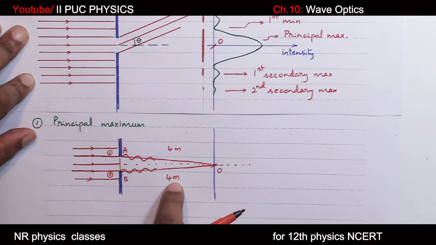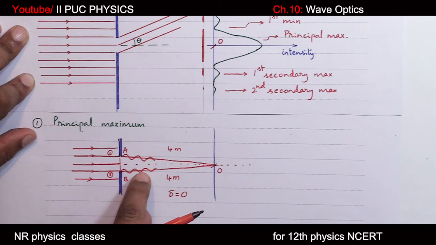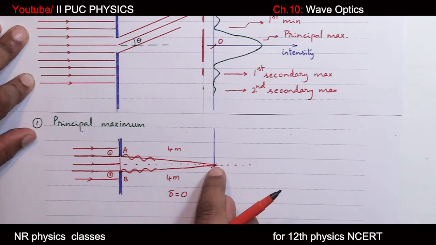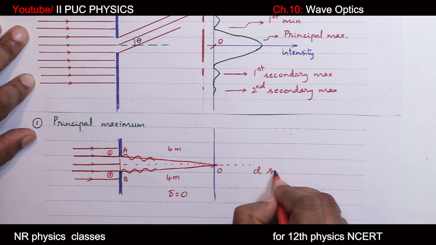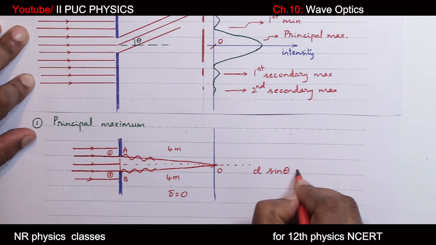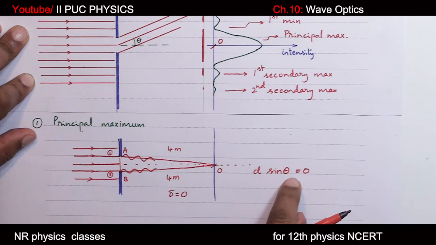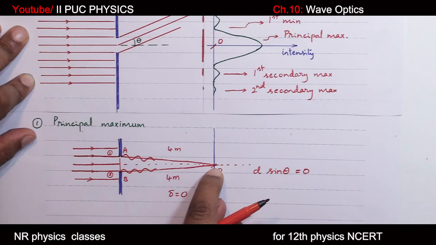What is the path difference? Path difference is 0. And 0 path difference corresponds to constructive interference. That is why these two extreme rays will interfere constructively at O. So path difference, we should write it as d sine theta. So path difference equal to 0 is the condition for principal maximum.